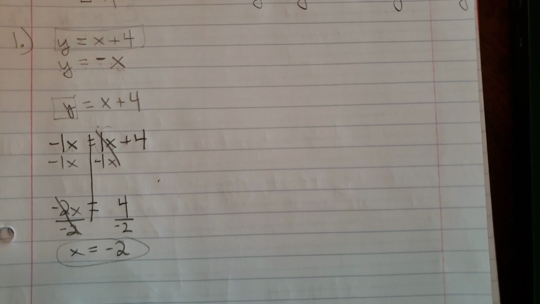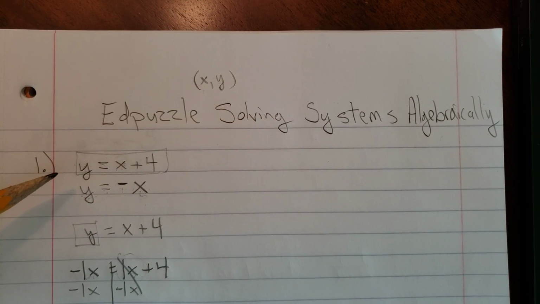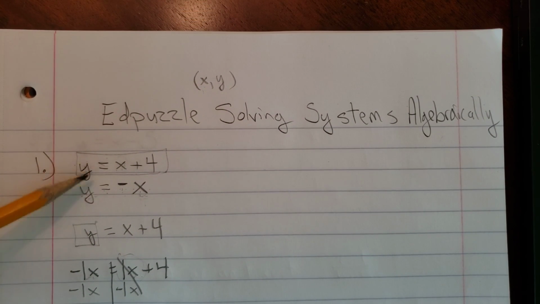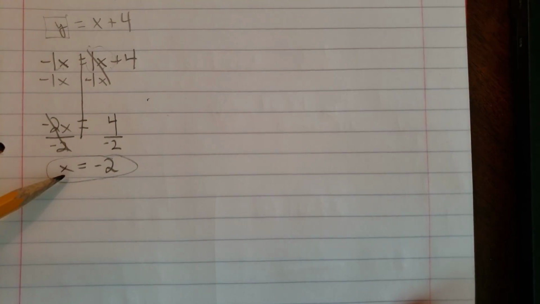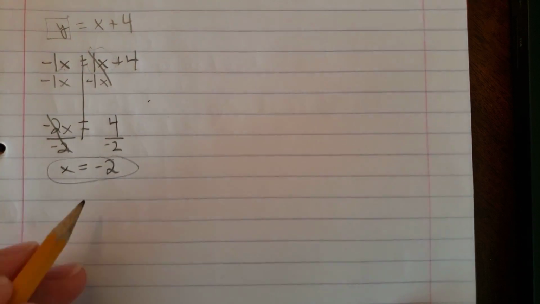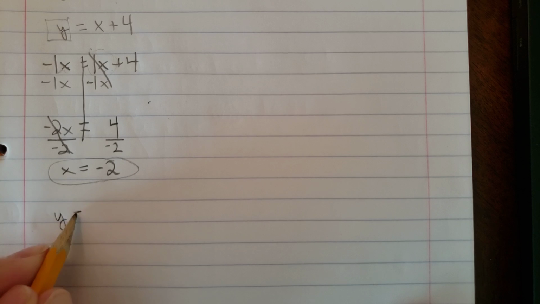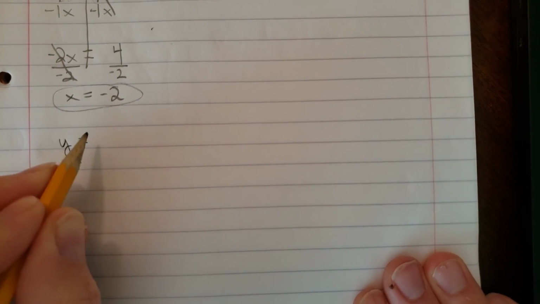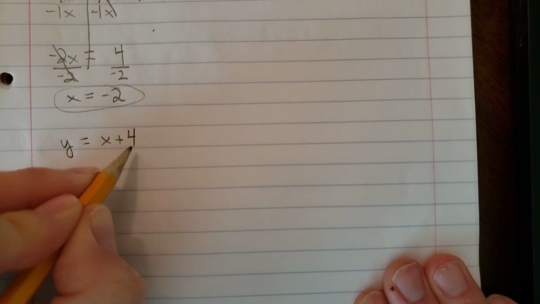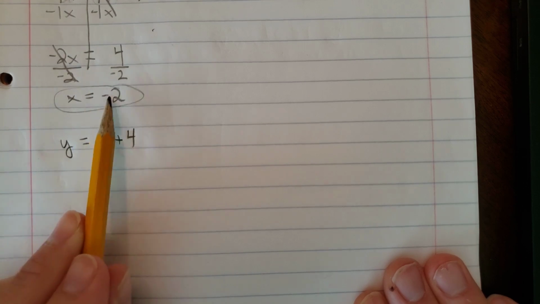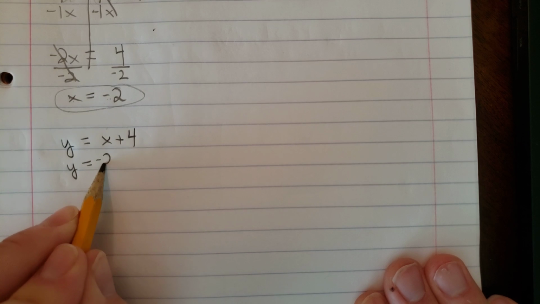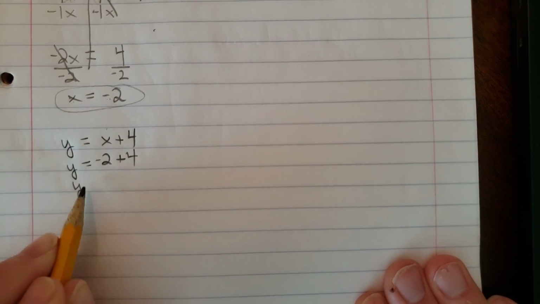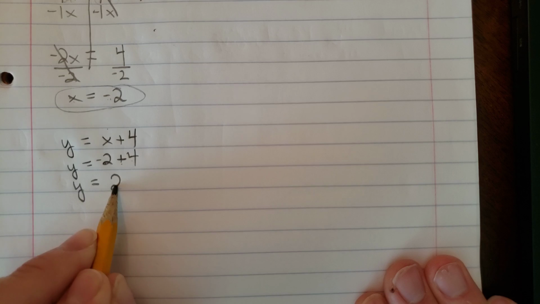In this step, I am simply going to take either one of these equations, okay, and I'm going to substitute in what I know is part of my answer, okay, and then that'll help me figure out what the rest of the answer is. So I'll just start with that same equation that I started with in the very beginning. And now I know that x equals negative 2, so wherever I see an x, I can put a negative 2. So y equals negative 2 plus 4 is positive 2.